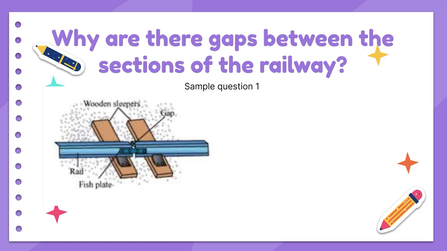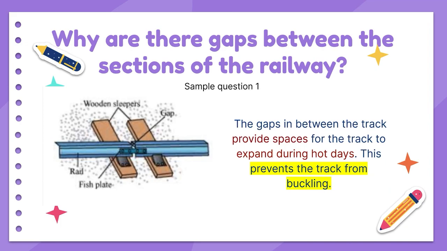Here's the first question. Why are there gaps between the sections of the railway? The gaps between the track provide spaces for the track to expand during hot days. This prevents the track from buckling. I have highlighted the keywords in red. They are to provide space and to expand during hot days. It's really important to mention the room or space that is given and the expansion or contraction that takes place.